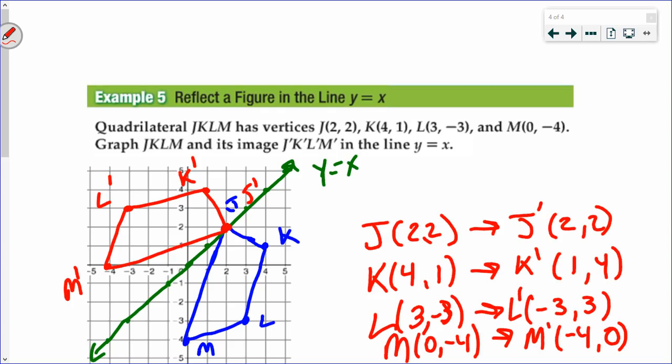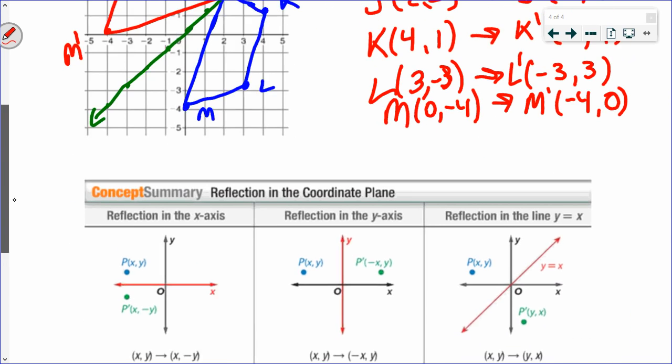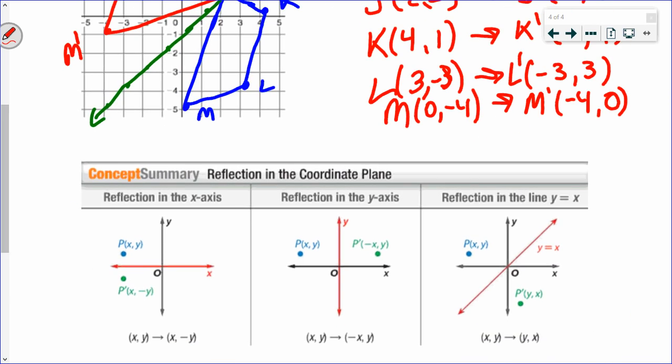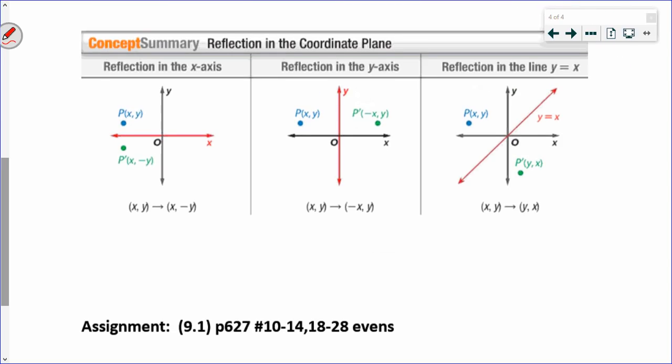Reflection in the coordinate plane, kind of a concept summary here at the bottom of your notes. To reflect in the x-axis, you're just changing the sign of the y value. To reflect in the y-axis, you're changing the sign of the x value. And to reflect across the line y equals x, you're just interchanging the coordinates.